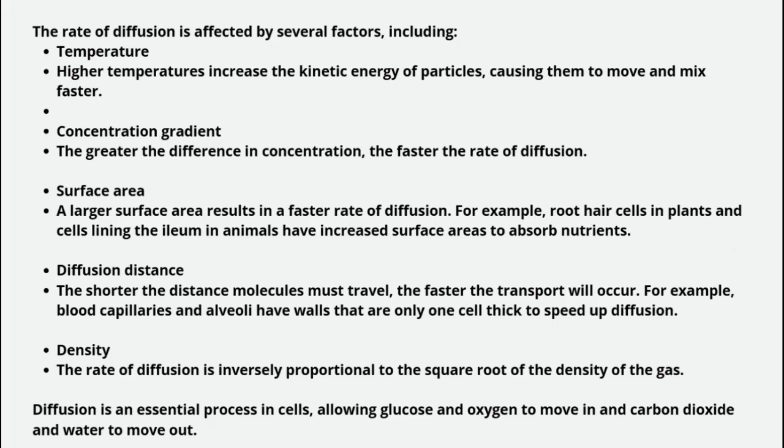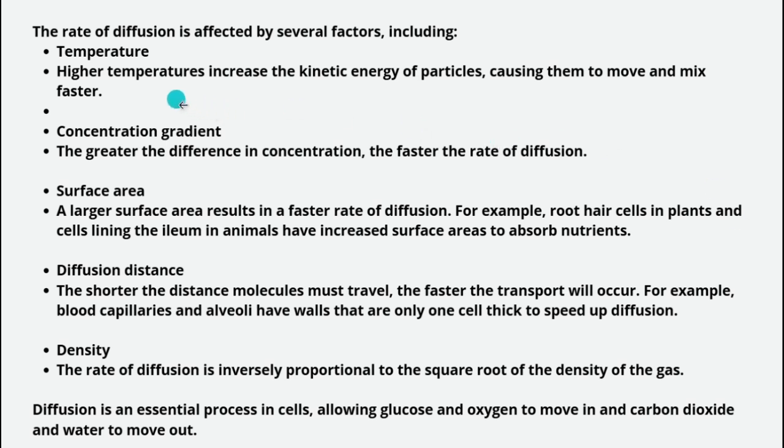Right, so let's talk about the rate of diffusion. The rate of diffusion is affected by several factors, including temperature, concentration gradient, surface area (like, for example, in our cells, the surface area to volume ratio), also the diffusion distance, and density.